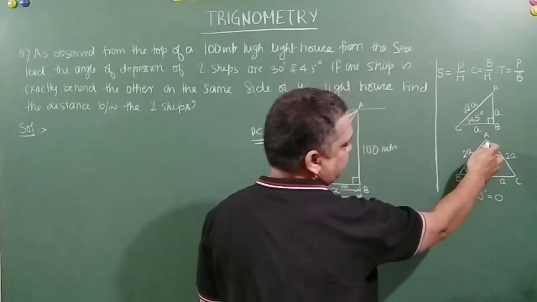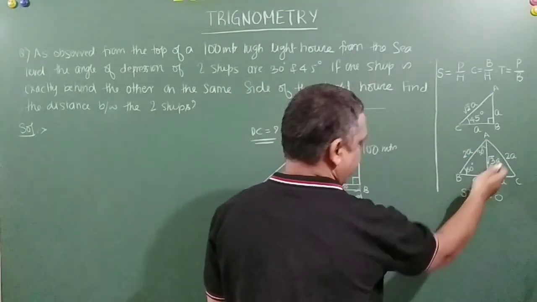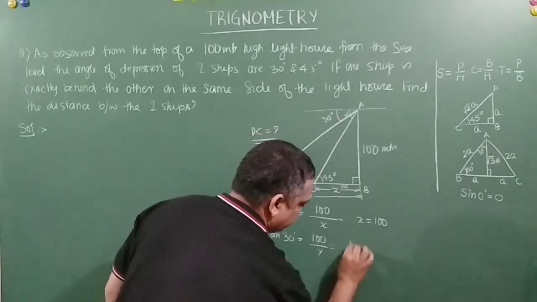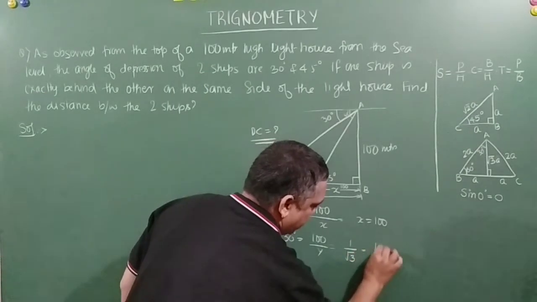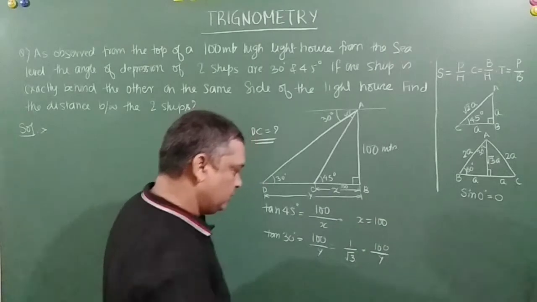So tan 30 degrees will come to this. So 30 degrees, this into consideration. Tan is nothing but perpendicular by base. So a by root 3a, that is equal to a cancel, 1 by root 3. 1 by root 3 is equal to 100 divided by y. So y is equal to 100 root 3.